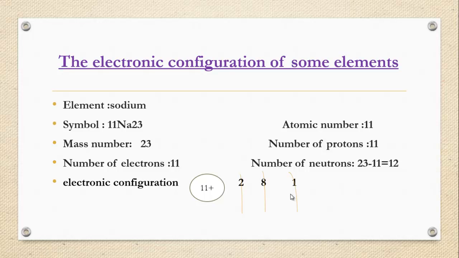Okay? Again, the K level is saturated with 2 electrons. The L level is saturated with 8 electrons. 2 plus 8 equals 10, but we have 11. So what's left? 1 electron. This electron, you can put here, in the M level. K, L, M. Okay, the electronic configuration is 2, 8, 1. And thank you for listening.